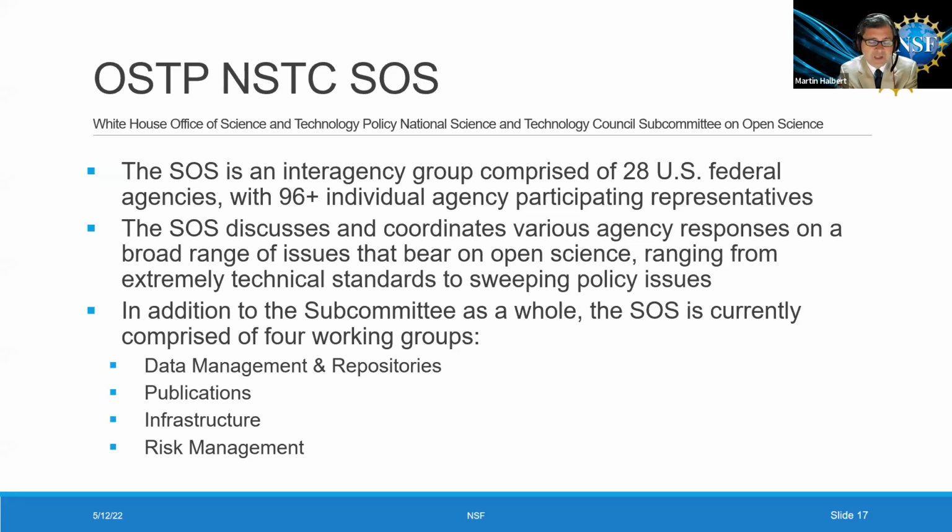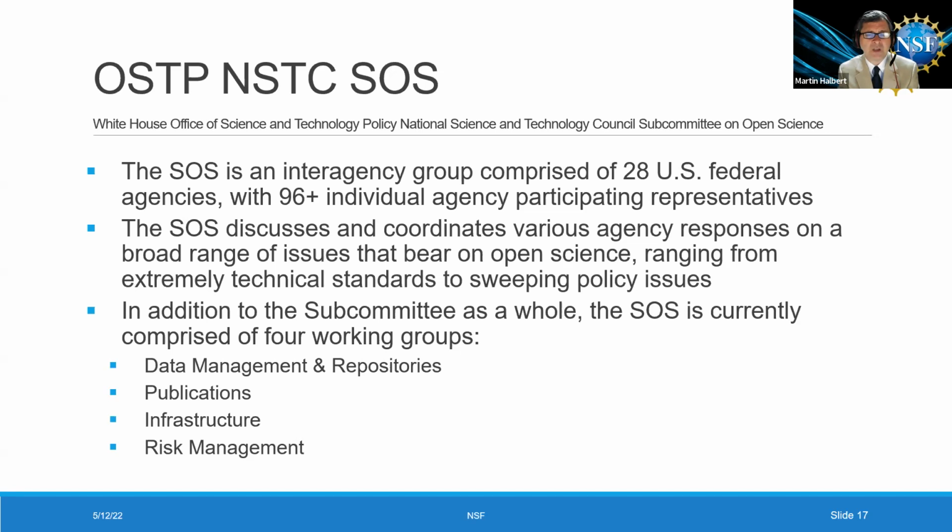So the SOS is an interagency group comprised of 28 US federal agencies that are represented by some 96 individuals from those different agencies. And it has been a fascinating confluence of discussions and examinations of these issues that I'd like to highlight as really allowing agencies to engage in discussion and coordination on a very broad range of issues that bear on open science, ranging from extremely technical standards to sweeping policy issues.